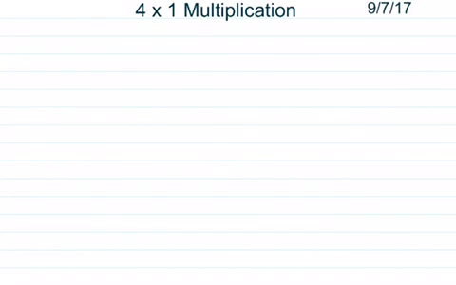Get your math notebooks out if they're not out already. Open up to a clean page and label it 4 by 1 multiplication. And then put today's date, 9/7/17. The notes are going to be a lot like yesterday, where I'm going to give you one problem.